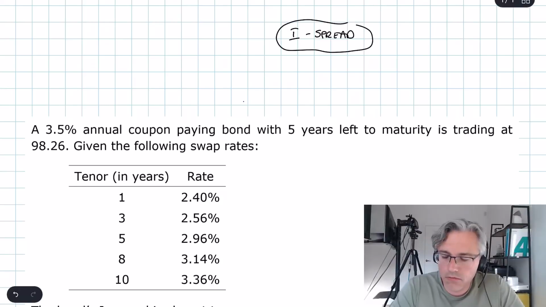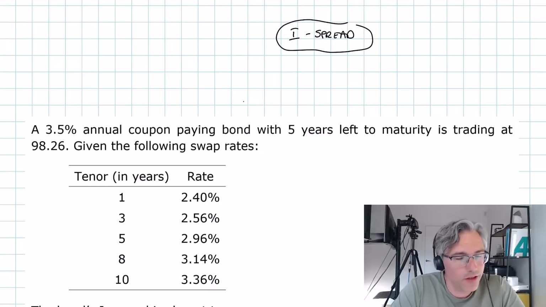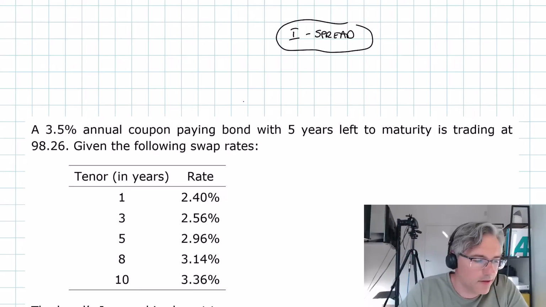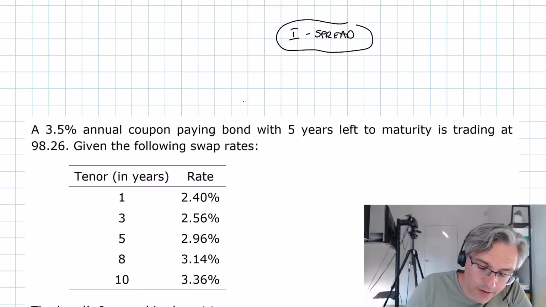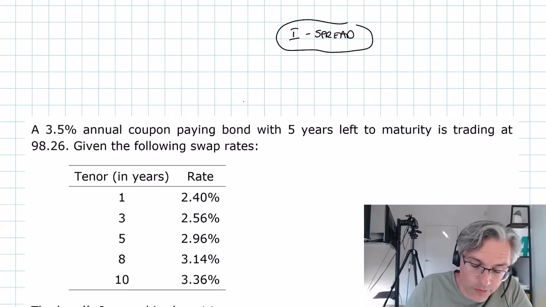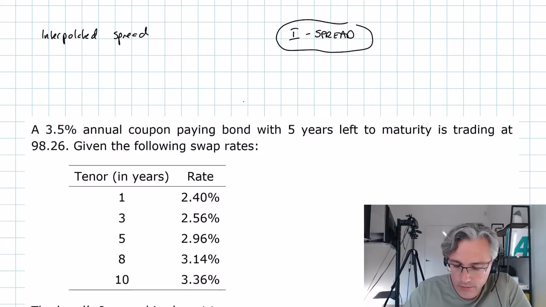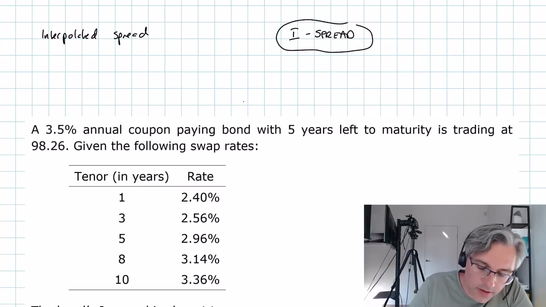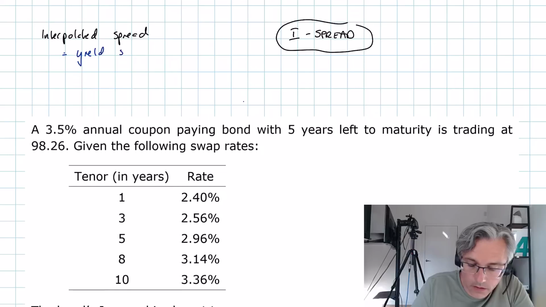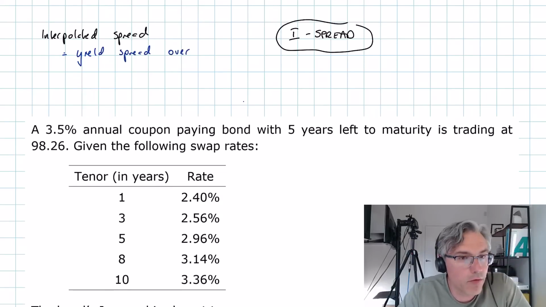Okay, in this very short video, we're looking at the I spread, which is short for the interpolated spread. Now, this is a relatively simple measure. We're going to do a numerical question on it, but it's a simple measure. It's the yield spread over the swap rate.